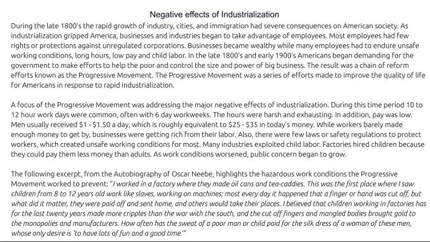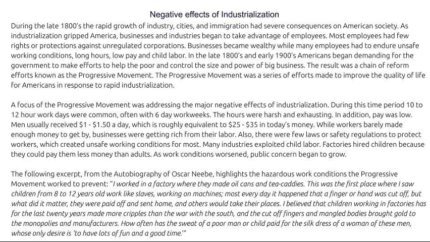Negative effects of industrialization. During the late 1800s, the rapid growth of industry, cities, and immigration had severe consequences on American society. As industrialization gripped America, businesses and industries began to take advantage of employees. Most employees had few rights or protections against unregulated corporations. Businesses became wealthy while many employees had to endure unsafe working conditions, long hours, low pay, and child labor.